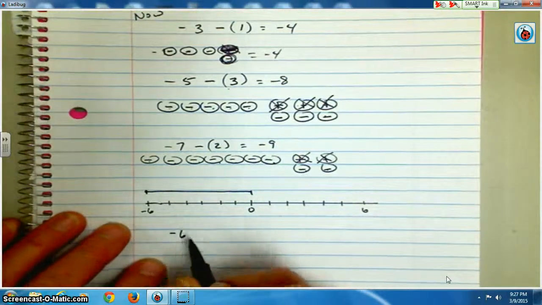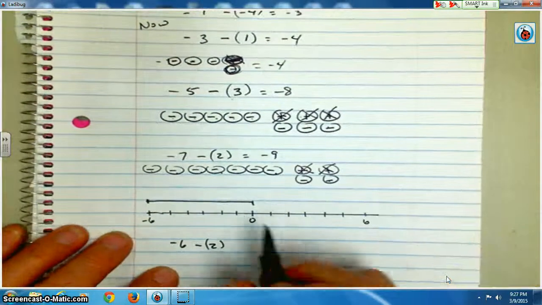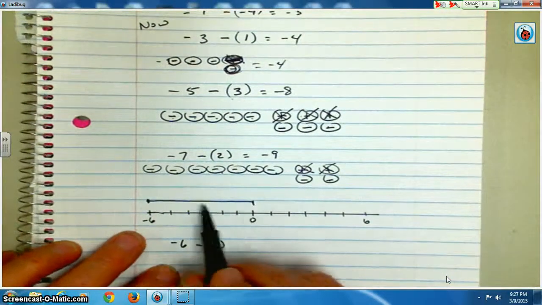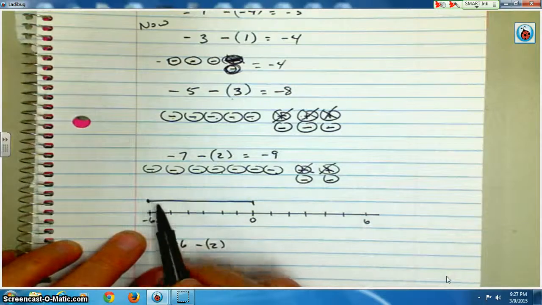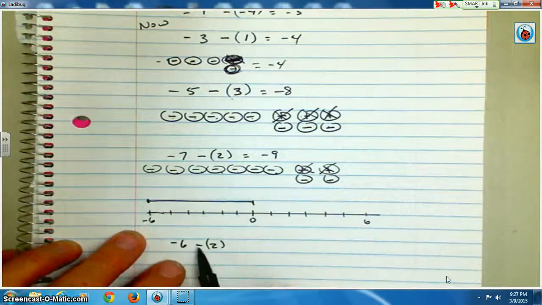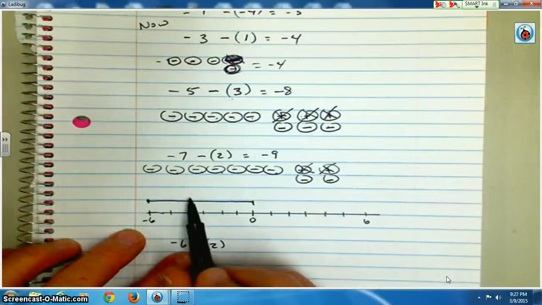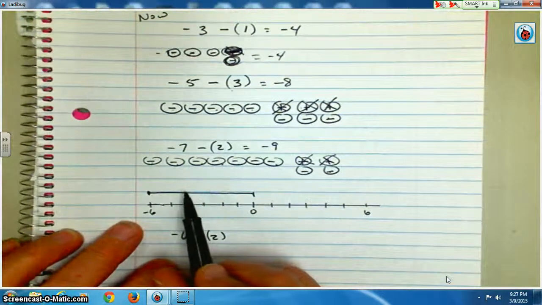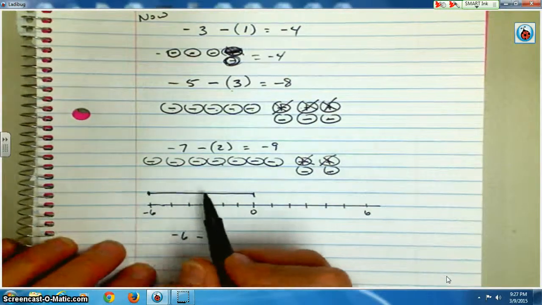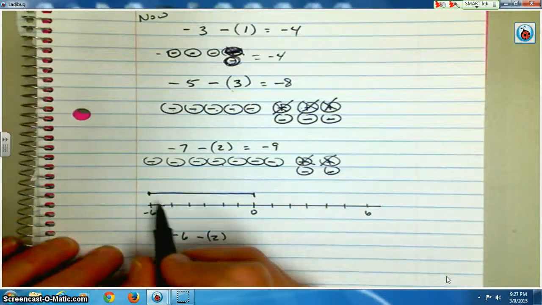So our problem was negative 6 minus a negative 2. Now if we were adding this, we would say negative 6 plus positive 2, we would go to the right. But we're subtracting, so we want to do the opposite of adding. We want to subtract. So instead of coming to the right, we're going to go to the left. So it's kind of like adding the opposite.